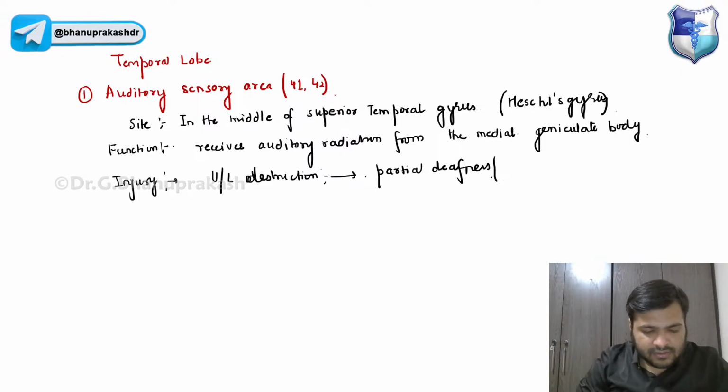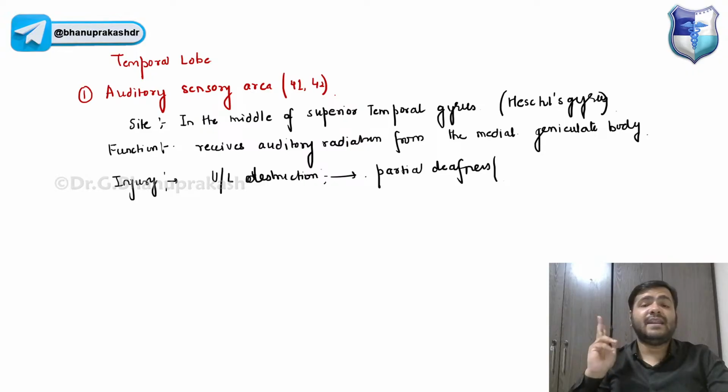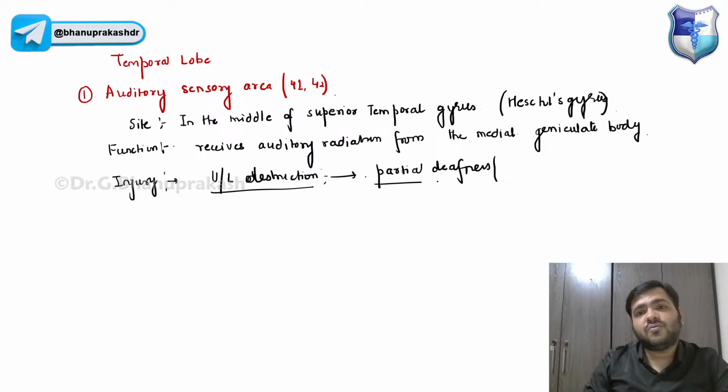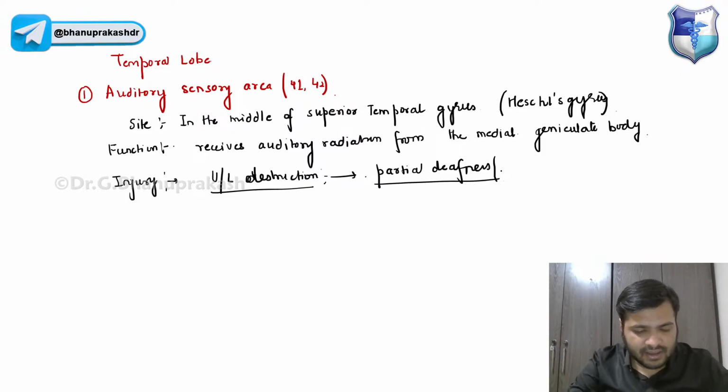So it receives the auditory radiations from the medial geniculate body, and remember, any injury or lesion to this particular area: if there is unilateral destruction, only on one side, then it will result in only partial deafness. You already know we have bilateral cochlear representation, so if there is only unilateral destruction, it will lead to partial deafness. That is something you have to remember.